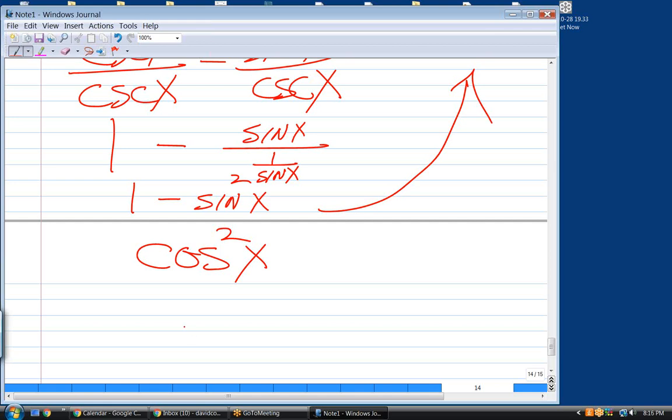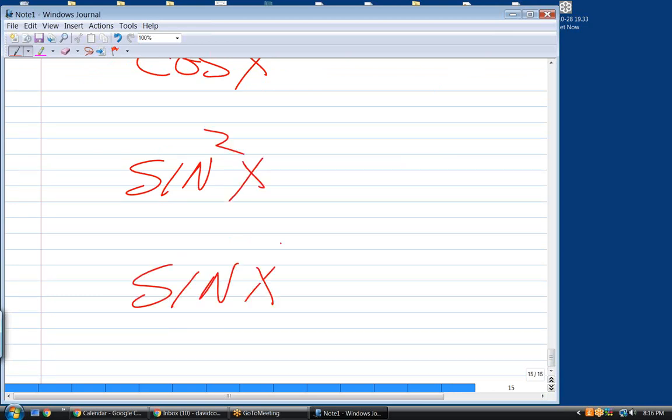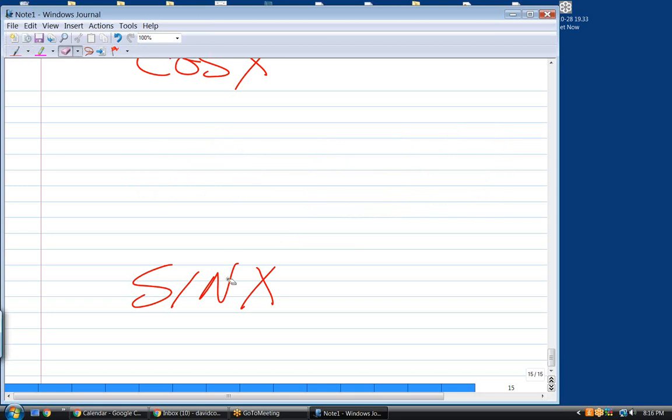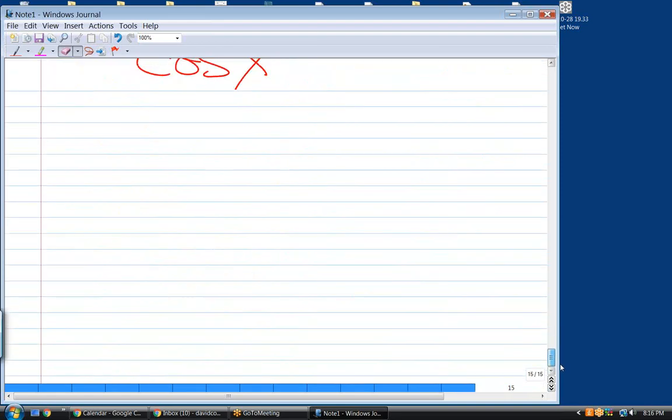Okay, let's talk about one thing first. There is a difference between this and this. These are not the same things. This means sine x times sine x. This means you square the x first and then you take the sine of it. So these are completely different things. The only reason I mentioned it is because it looked like you maybe confused it for a moment. Okay, what else you got?